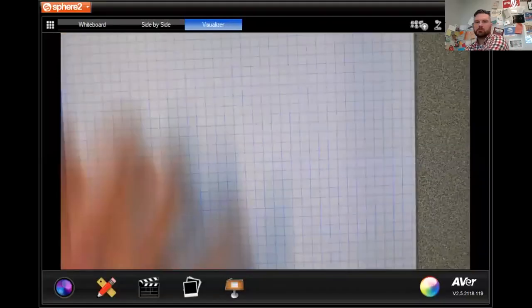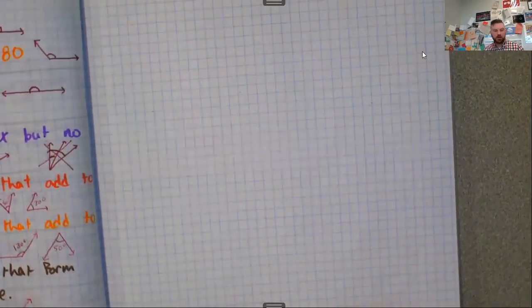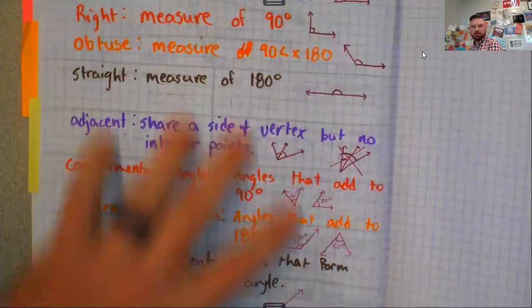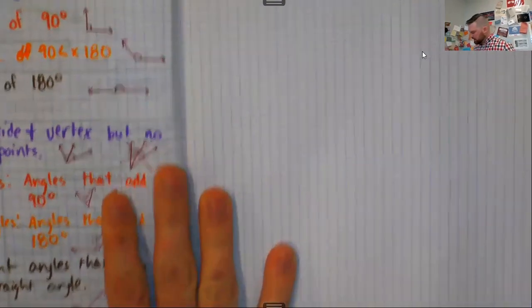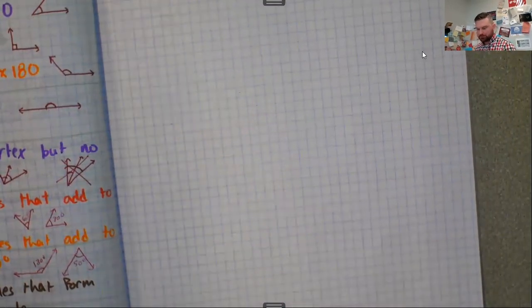Today we're going to start on page 35 of our notebook, and we are going to continue on with the special types of angles. On pages 33 and 34, we talked about angles and angle relationships, kind of what they add up to. And on page 35, we're going to talk about some more relationships with these angles.